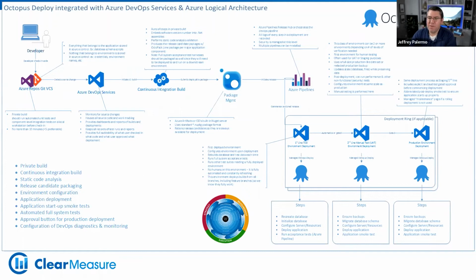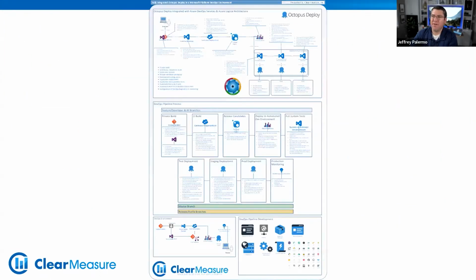If you've seen our webinars before, then you have probably seen this poster. Now, this is only the top third of our DevOps architecture poster that's right here. This is meant to be printed on a 3-foot by 2-foot poster board.